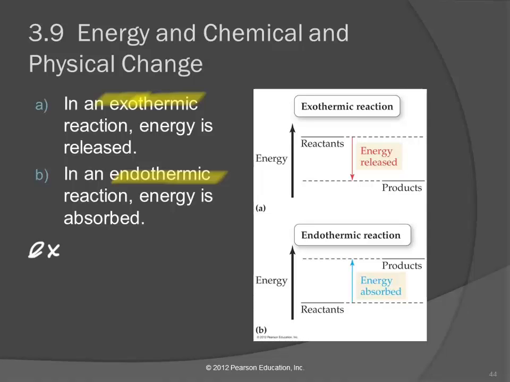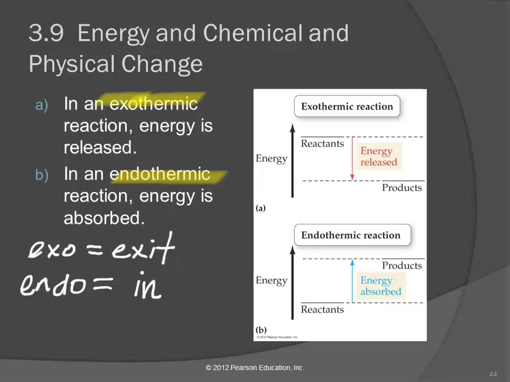So exo is like the word exit. When you exit the building, where do you go? You go out, you leave. The prefix endo is a little bit like the word in, going in. So we have exo and endo. Thermic relates to thermal energy, refers to energy going in or out. And we take the perspective of the system, the particular part of the universe that we're looking at.